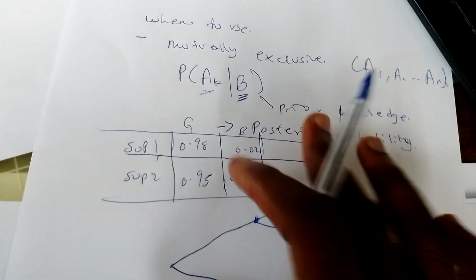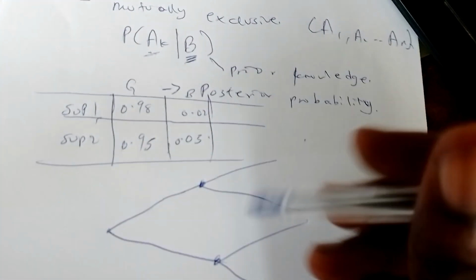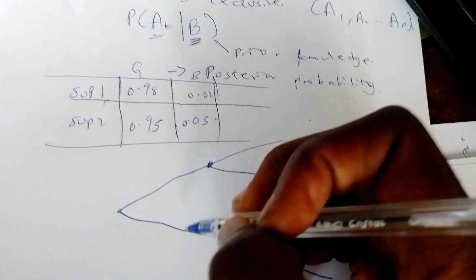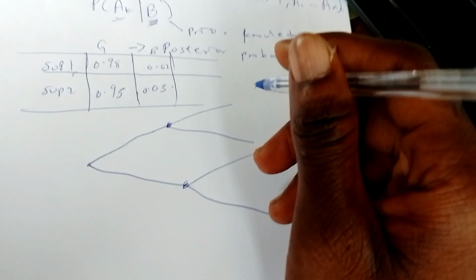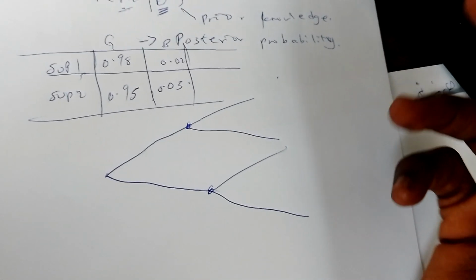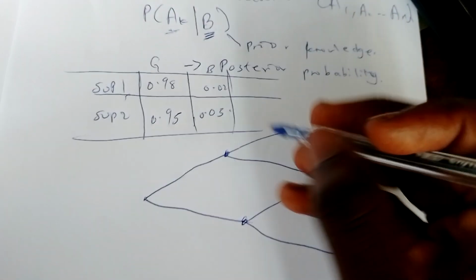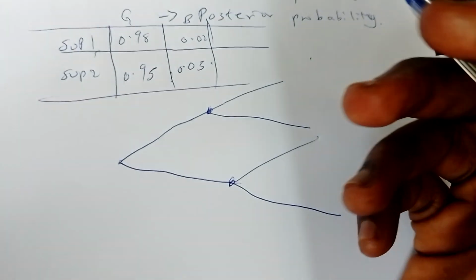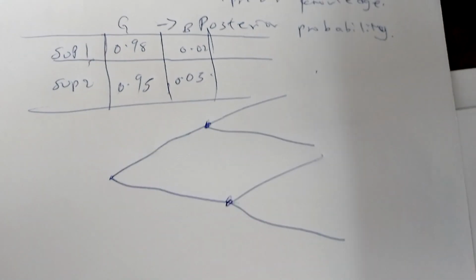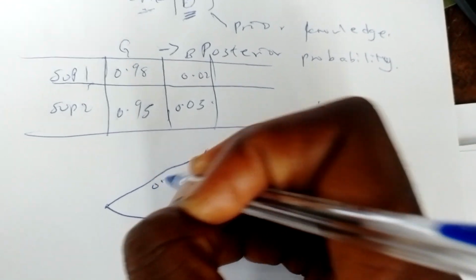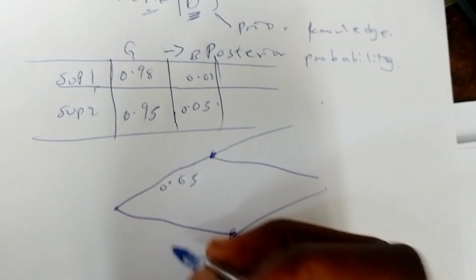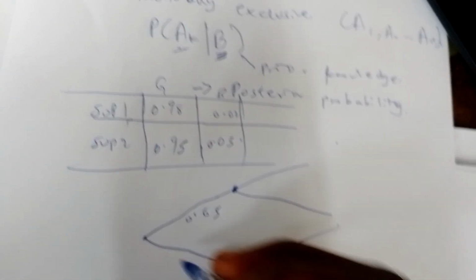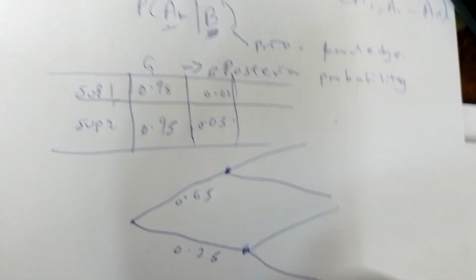So you have two suppliers, right? You can call them supplier one and supplier two. But what is the probability that you even buy from any supplier at all? So let's say that in the slide we assume that the probability of buying from supplier one is 0.65, which makes the probability of buying from the second supplier 0.35.